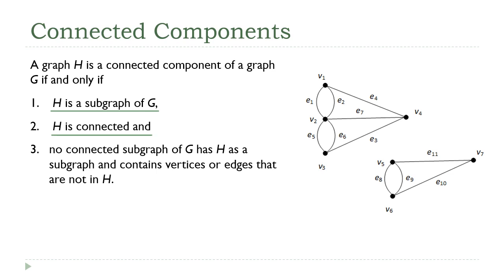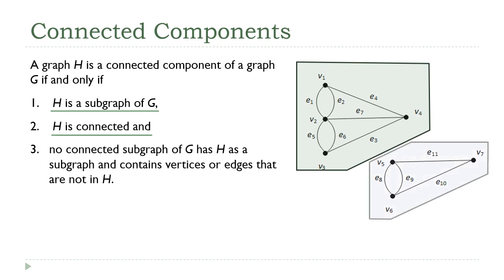All right, so to see this, take a look at the graph here on the right. This graph has two connected components. The upper left section made up of vertices 1 through 4 and their associated edges, and the lower right component made up of vertices 5, 6, and 7 and their associated edges.